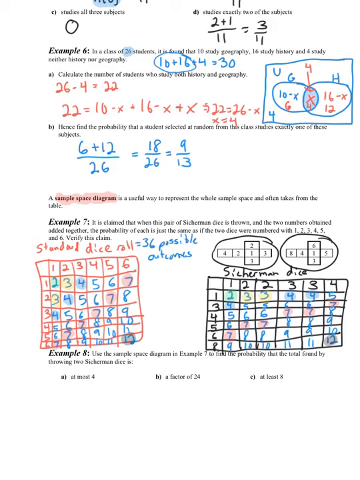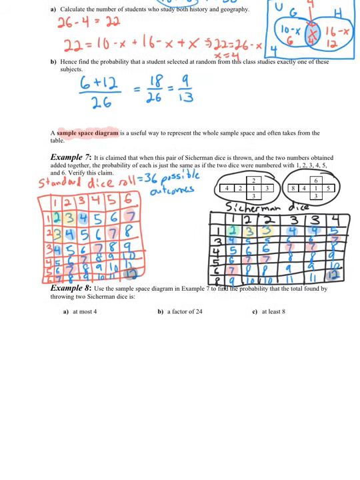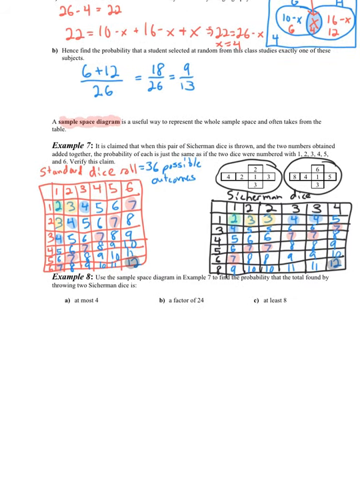Now, example 8 says, use the sample space diagram from example 7 to find the probability that the total found throwing 2 Shisherman dice is, and it says at most 4. So honestly, we could use this one right here, but since we know the probability is the same, and I'm more comfortable using standard 6-sided dice, I'm just going to use this information here. And when it says at most 4, there's 1, 2, 3, 4, 5, 6 possible outcomes for at most 4 out of 36. All right, which is a 1 in 6 probability that you're going to roll a 2 or 3 or 4.